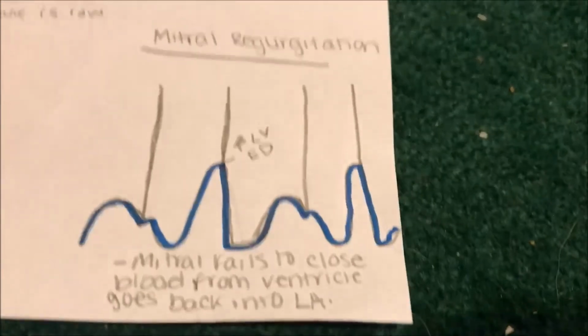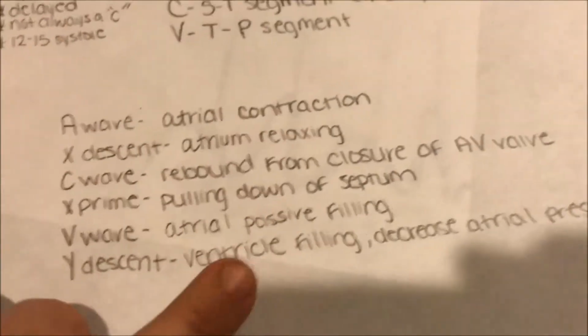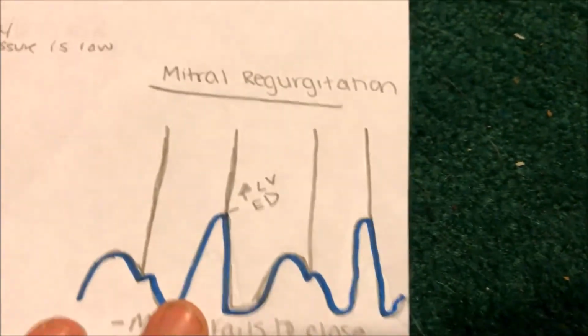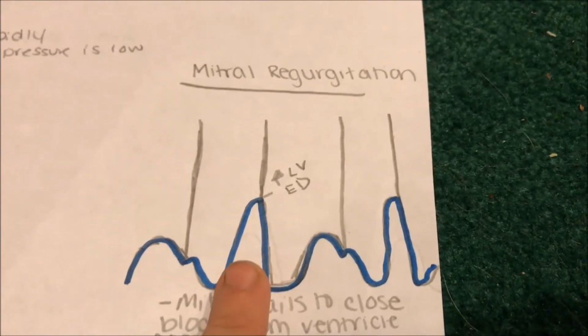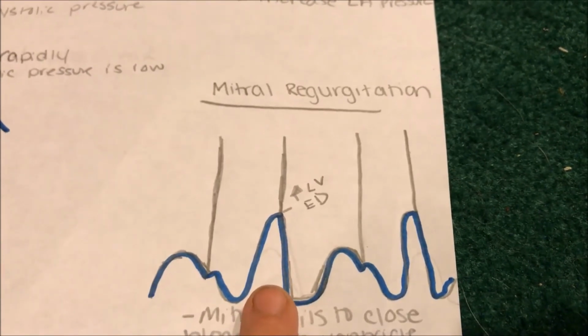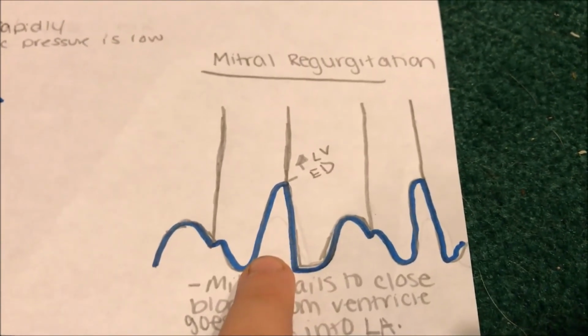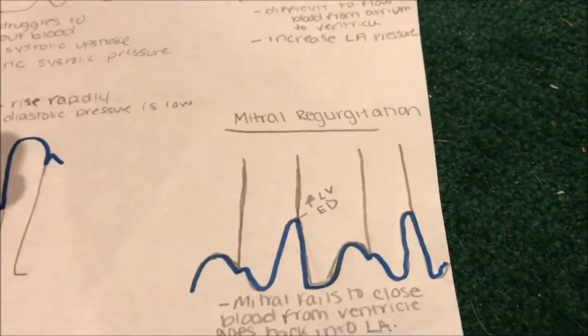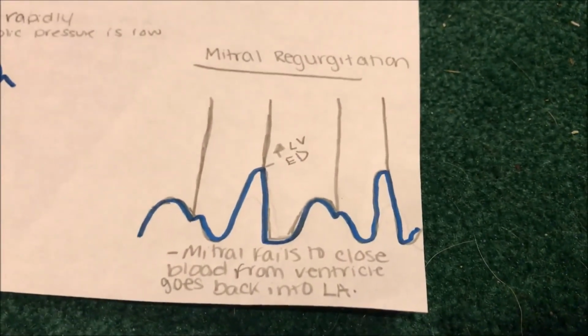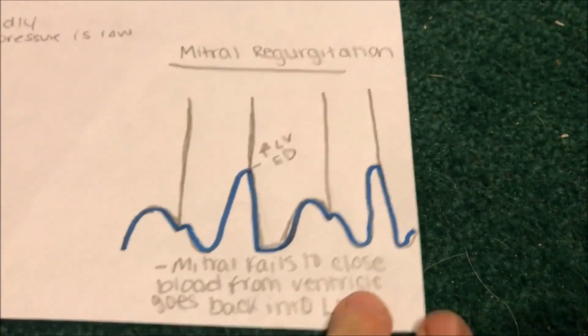Because the V wave, as we remember, is atrial passive filling. So this is when the atrium is filling. So not only is the left atrium getting blood from the pulmonary vein, it is also getting blood from the ventricle, because the ventricle contracts and it's pushing blood both to the atrium and to the aorta, because of that valve not keeping it closed, which ends up increasing the left ventricular end diastolic pressure.